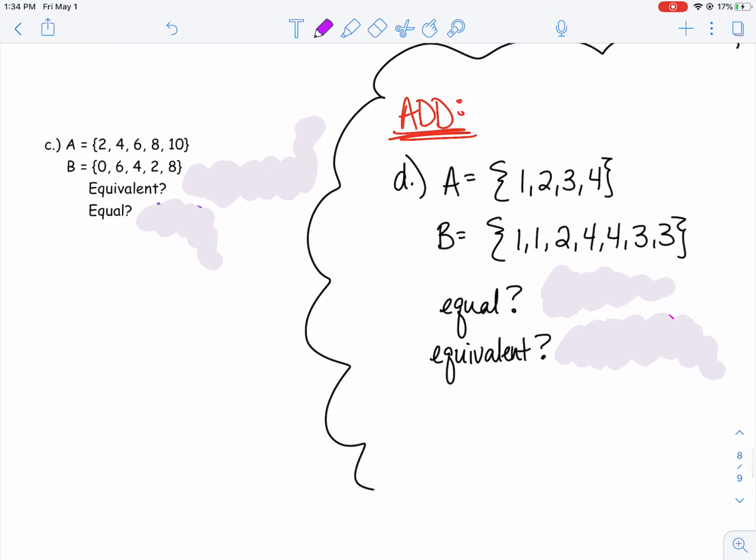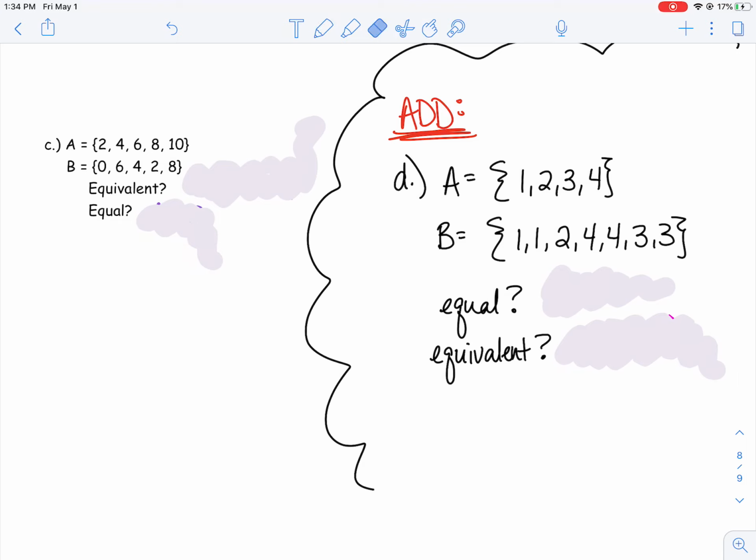Look at the next one here, C. It says set A has elements 2, 4, 6, 8, 10, and set B has elements 0, 6, 4, 2, and 8. I want to ask you 2 questions. I want to know if these 2 sets are equivalent and if they are equal. So we have to make sure we know the difference between the 2 different vocabularies.